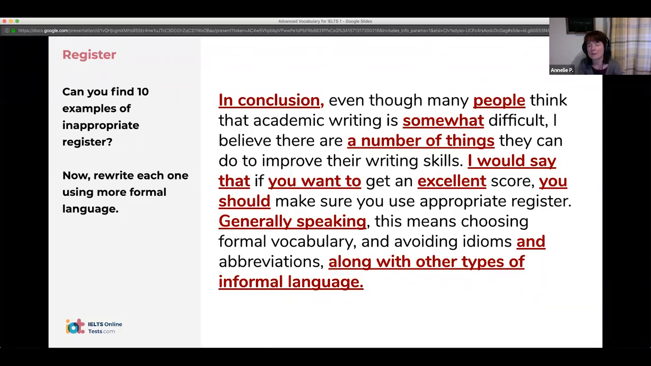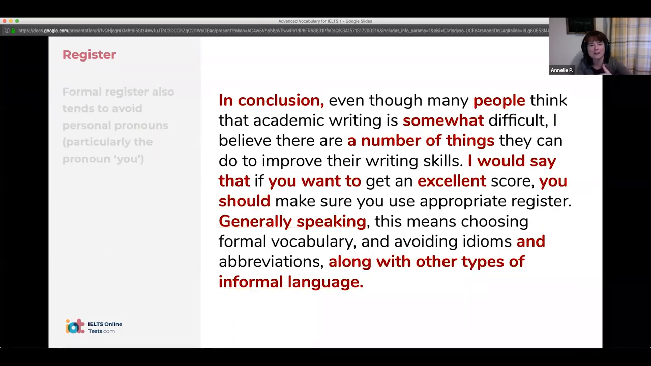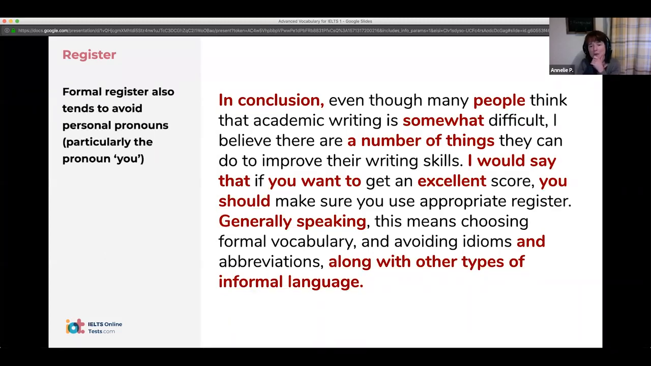Okay. So we're going to look a little bit more deeply into this. If you notice here, we've used you. It's very common when you're speaking to use you to mean people, or one, a general term. But again, it's informal, works well with speaking, but not with writing. So we want to change that around. So you can use the passive voice, or you can say one.